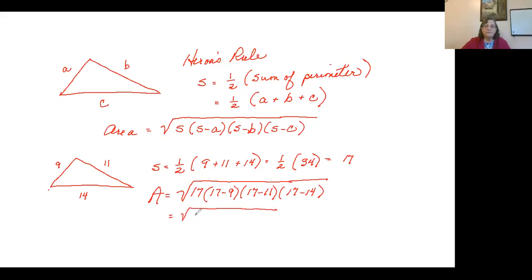So we've got the square root of 17 times, this is going to be 6, no, sorry, 8 times 6 times 3, which is going to be the square root of... Time to get out the calculator here. 17 times 8 times 6 times 3. I get 2448.